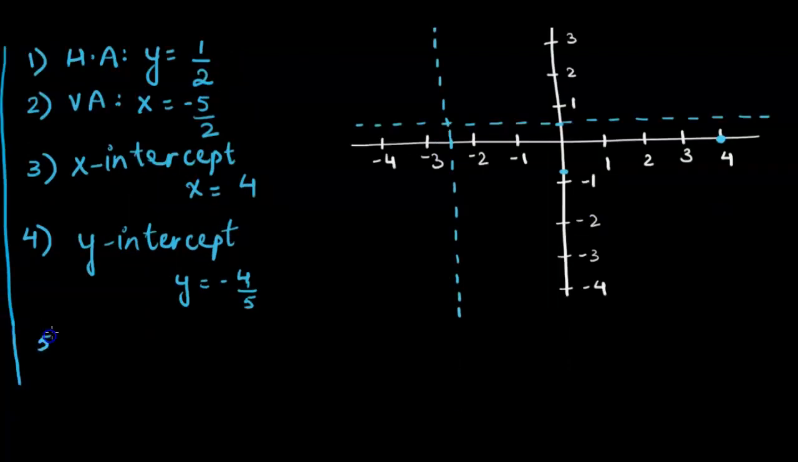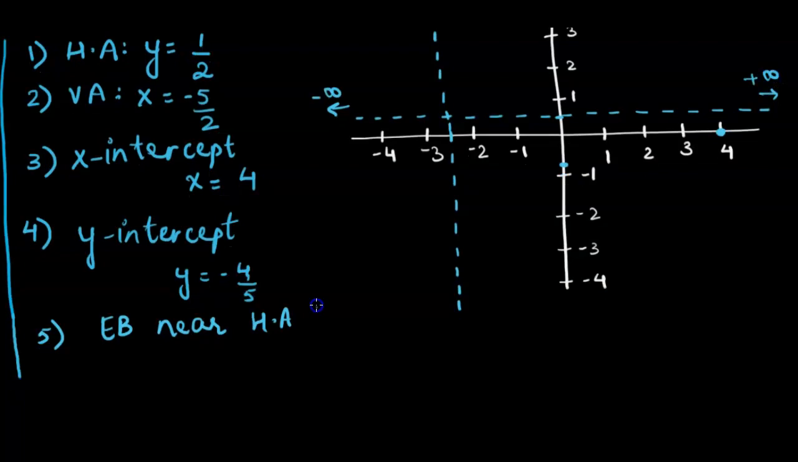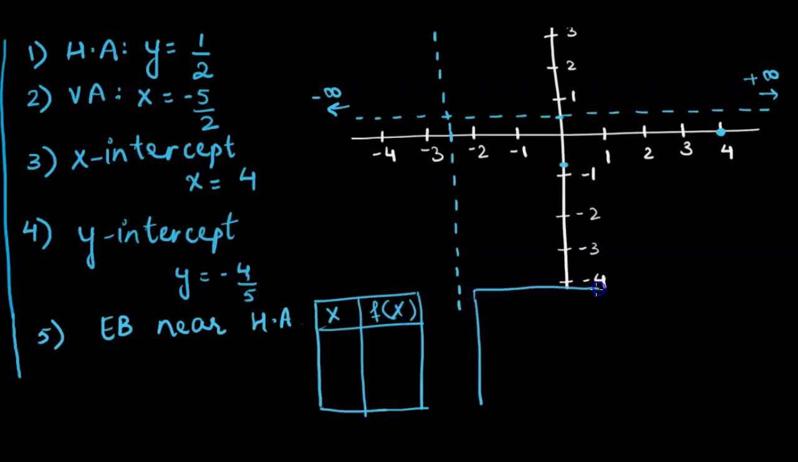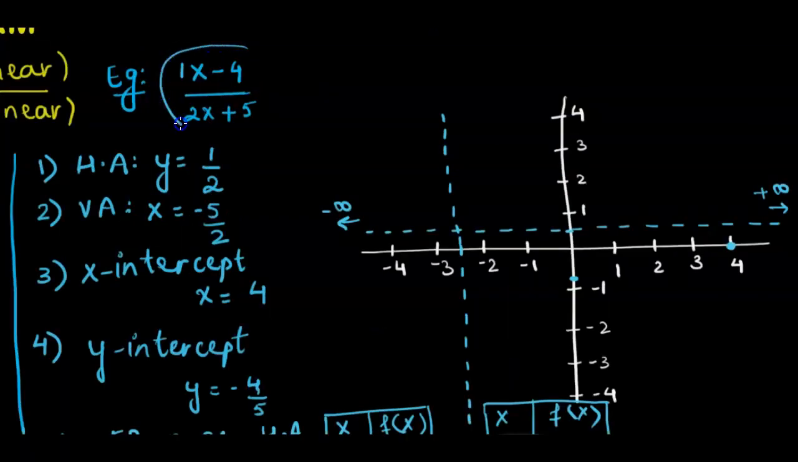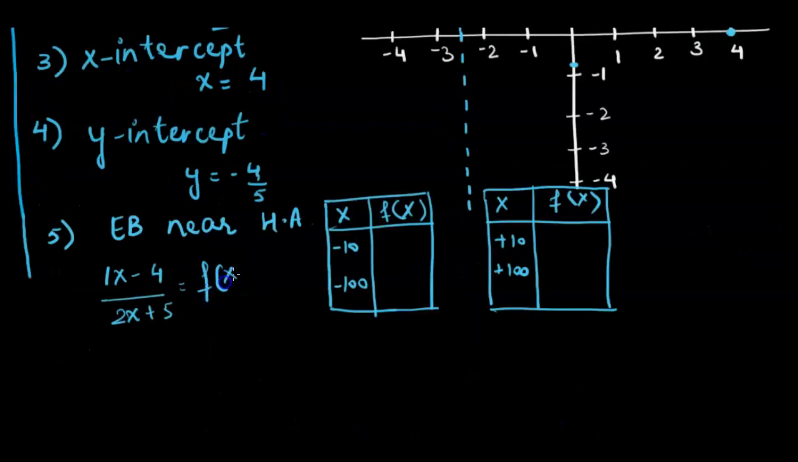Step number 5 is the end behavior near the horizontal asymptote. The horizontal asymptote end behavior is always approaching negative infinity and approaching positive infinity. When we make the table of values, we have x here and f(x) here. Similarly, we can make another table. We can take x values negative 10 and negative 100 here, and positive 10 and positive 100 there. The function we're working on is (x - 4) over (2x + 5). This is what is equal to f(x) in this case.